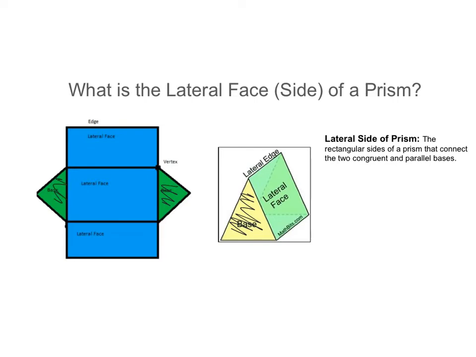And the lateral sides are the rectangular sides of a prism that connect the two congruent bases. Because our base has three sides, that means there will be three lateral faces. So this is lateral face 1, lateral face 2, and lateral face 3.